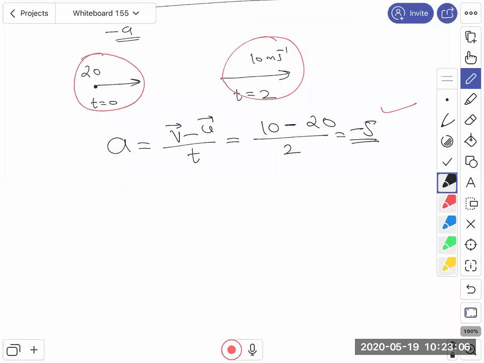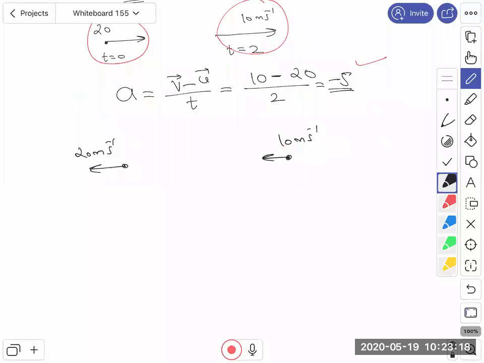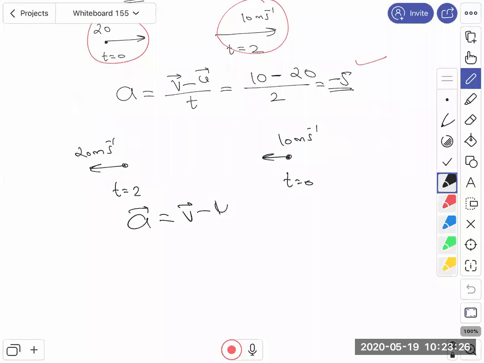So assume that a particle is moving towards the left and its velocity was, let's say, 10 meter per second, and its speed increases to 20 meter per second, but it is moving along the left. So over here, in a time of, let's say, 2 seconds, we can write the value of acceleration, which is v vector minus u vector divided by t.